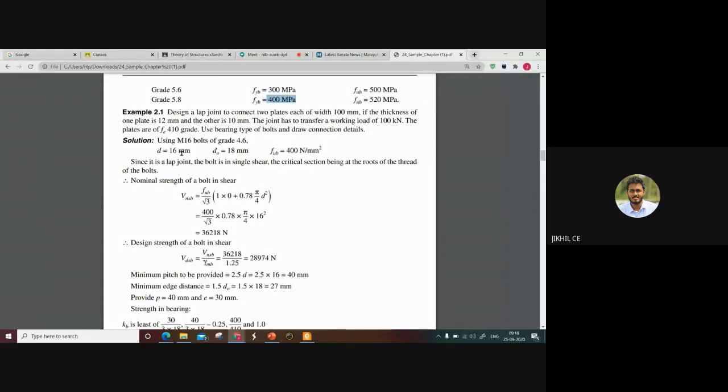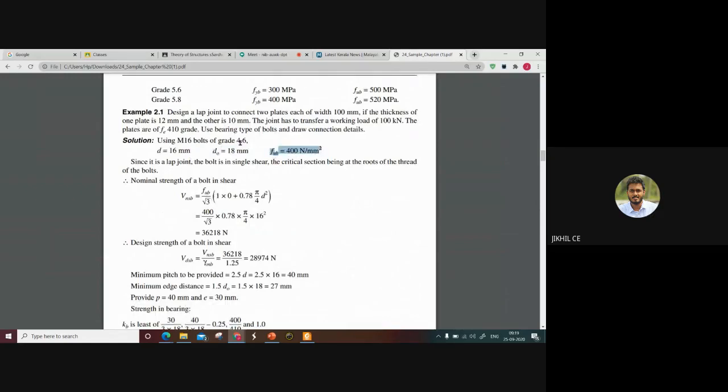So here the grade of bolt is not defined, so we are choosing an M16 bolt of grade 4.6. So M16, the 16 stands for the diameter of the bolt, and the diameter of the hole is 18 mm. So 16 we are using plus 2 mm clearance. You can provide as per the code. Okay, 16, 18 mm hole size, and the ultimate strength is 400.